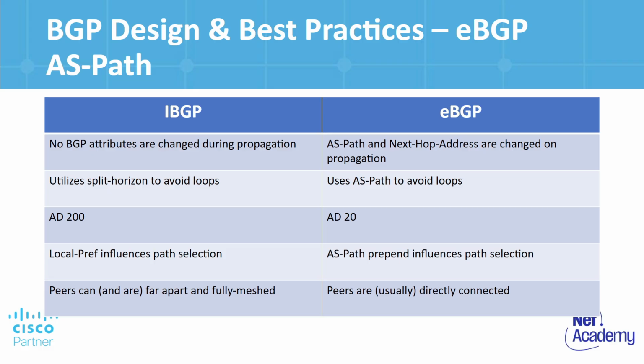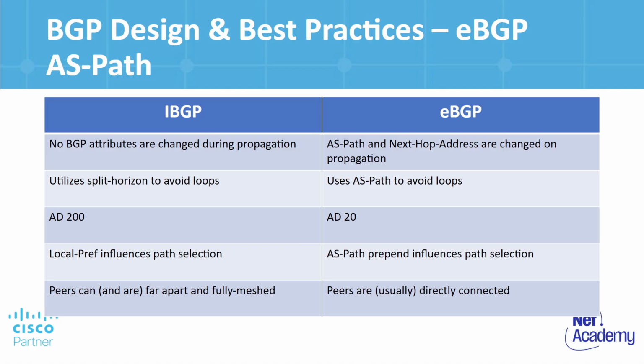In IBGP, really no BGP attributes are changed during the propagation. A BGP attribute is changed upon accepting a route from an eBGP neighbor, but during propagation within an autonomous system, no attributes are changed. And we'll talk more about attributes later on. In eBGP, both the AS path and the next hop address are changed on propagation, right? We've probably beaten that dead horse enough. IBGP utilizes split horizon to avoid its loops, and eBGP utilizes AS path to avoid its loops.